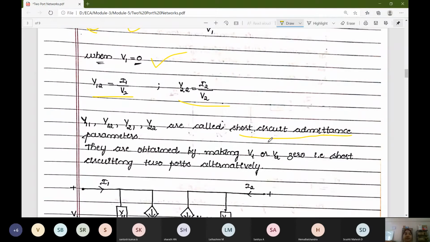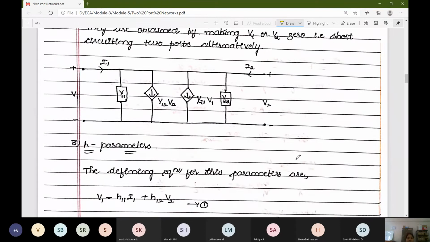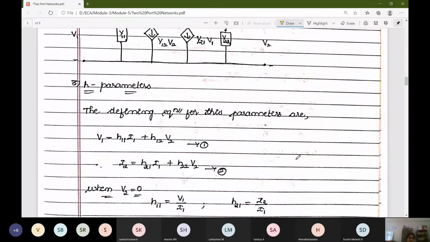Getting it? So in the first parameters, current was made 0 and we found the impedance. Here voltage is made 0. The second parameter, that is the Y parameter, and we found the admittance. Okay, and this is the circuit diagram for Y parameters. And this is I1 and I2. So Y11, Y12, V2, where the current source is written. After these two parameters, we'll move on to the H parameters.